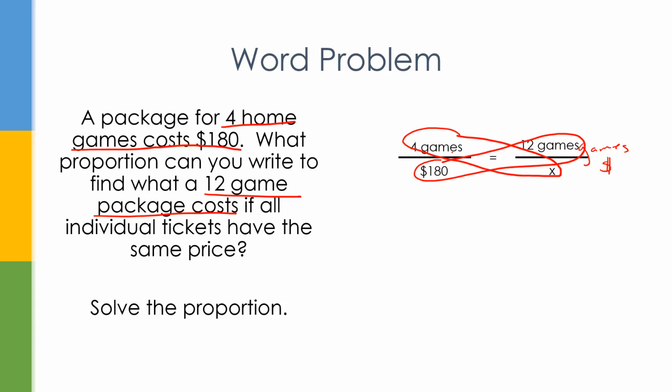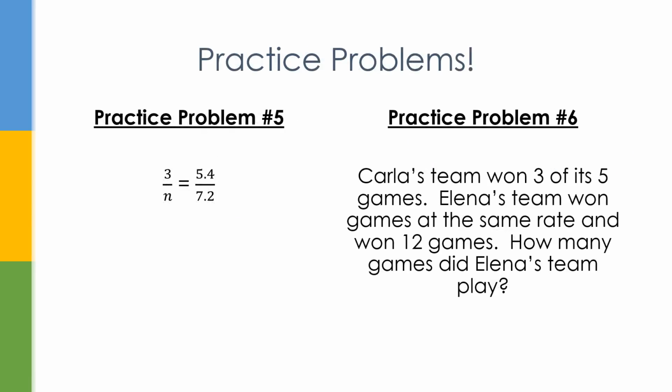So when I do that, I get 4x, and then you can use a calculator for this. And 180 times 12 is 2,160. And when I divide that by 4 on both sides, I get x is $540. So if we were to reduce these, then this would reduce down to the same as our ratio over here. Now you've got a couple of practice problems, so take a minute and solve those.